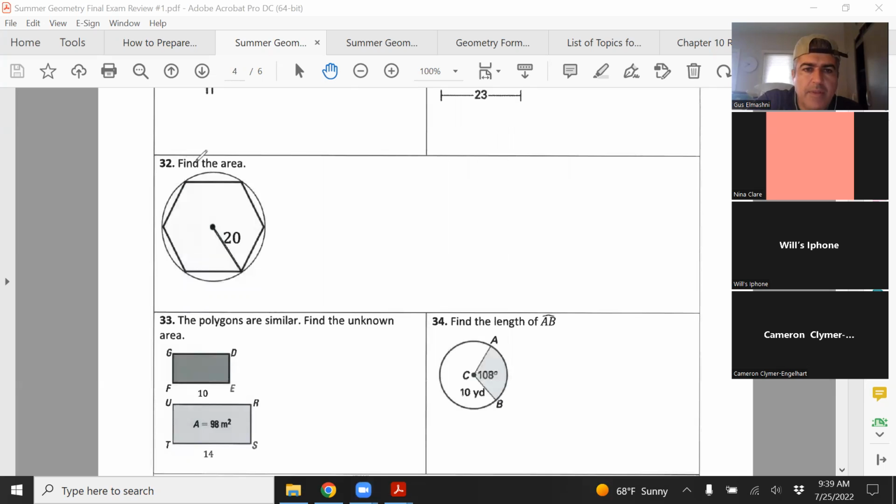So here you have a hexagon. And you can draw this if you like.